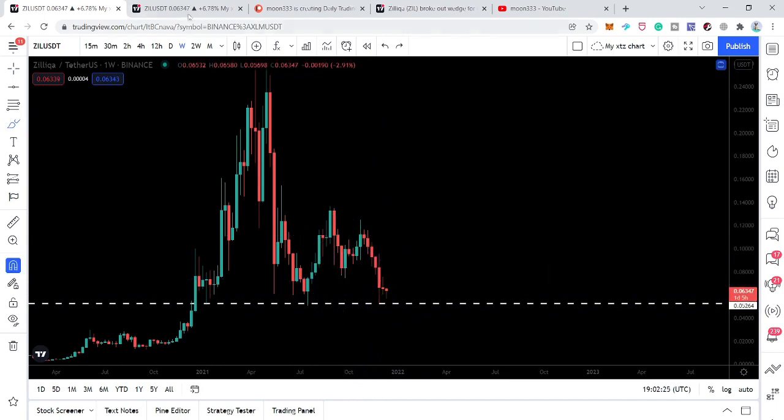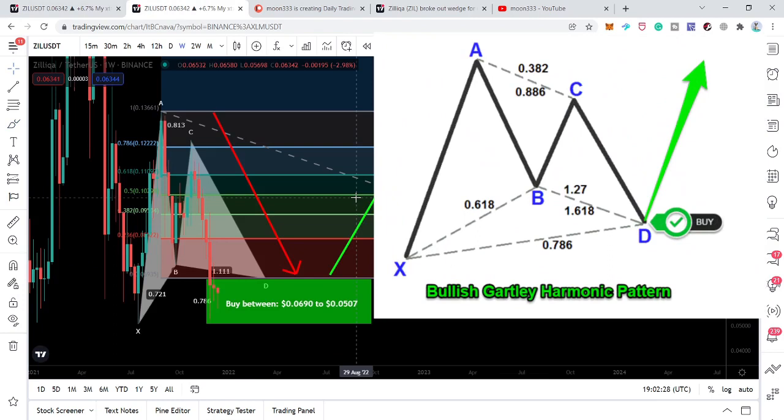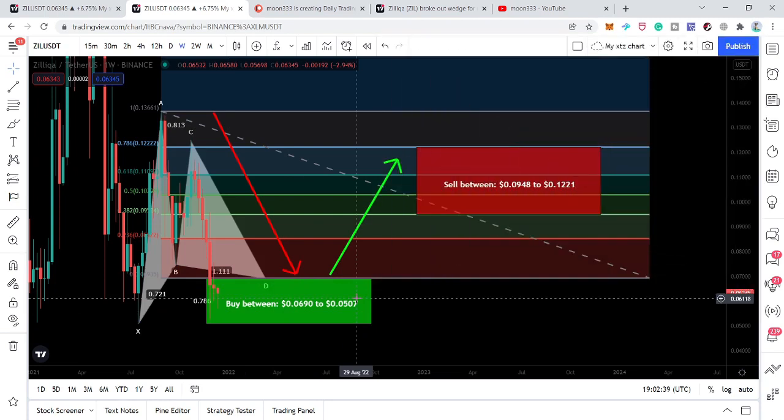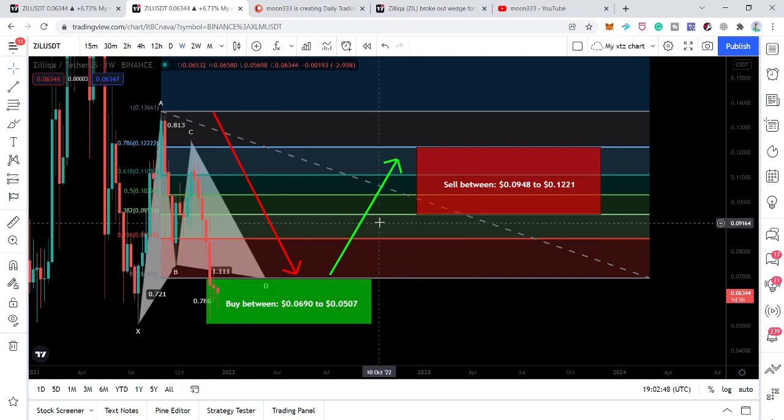Here on the next weekly time frame chart, I have placed the pattern tool to show you how this move is perfectly formed. And you can see that after the completion of the final leg, it has entered the buying zone. The buying zone starts from 6.9 cents and goes to 5 cents. And the price line is being accumulated in this buying zone. And from here, once we have a price reversal, our expected sell targets can be 9.4 cents and go to 12.2 cents.